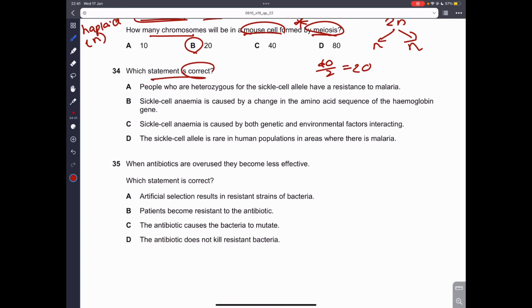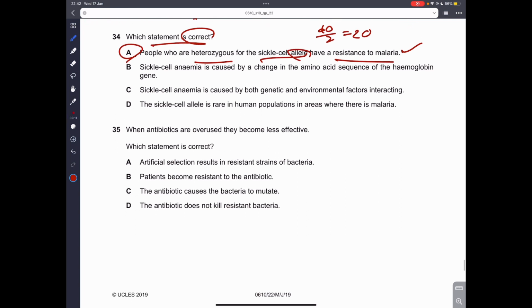Now, which statement is correct? People heterozygous for the sickle cell allele have a resistance to malaria. Yes, this is correct, and this is something that you have to learn. This is in your syllabus, and you have to know that people who are heterozygous for the sickle cell allele have a resistance to malaria, right? They are carriers of the sickle cell allele, but they do not have sickle cell anemia.